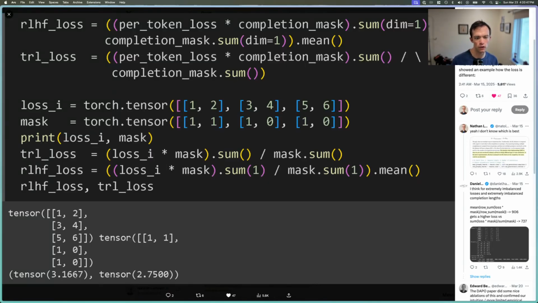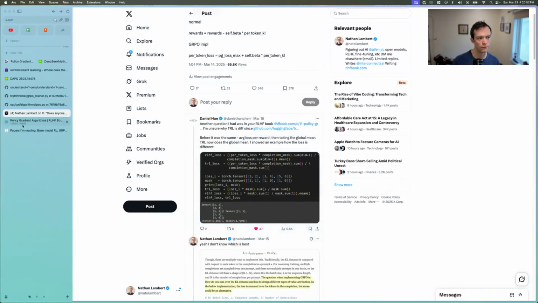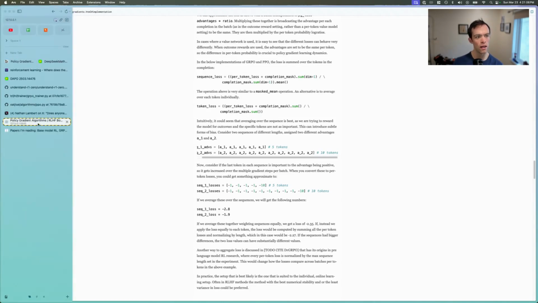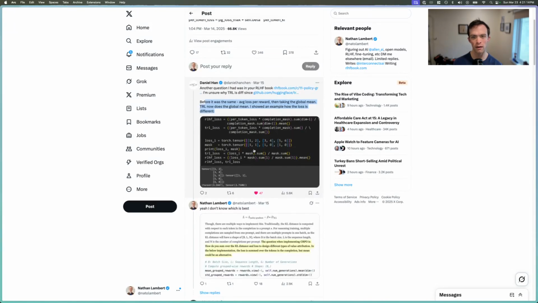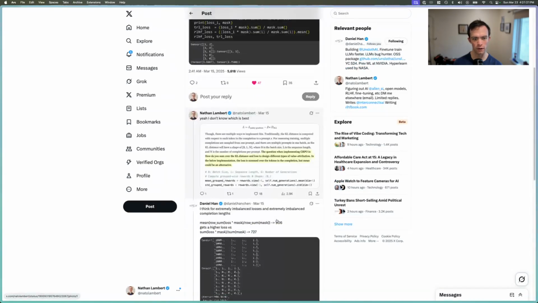And what you can see is that these two things create different losses. I could show you that in a soon to be merged example in my book. It has the same thing. You can think about this as if there's one token very different in both of these losses, then if you average them in different ways, you're going to get different loss functions. And this is what Daniel's talking about. He said it's like the average loss reward, taking the global mean. Now it does the global mean. And it is different. I mean, this thread continues and is very good.